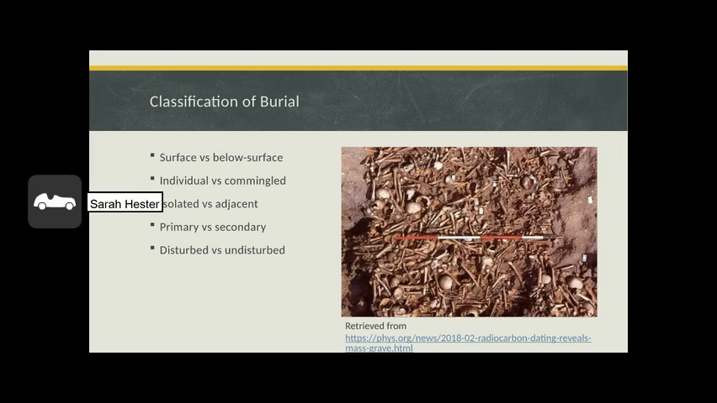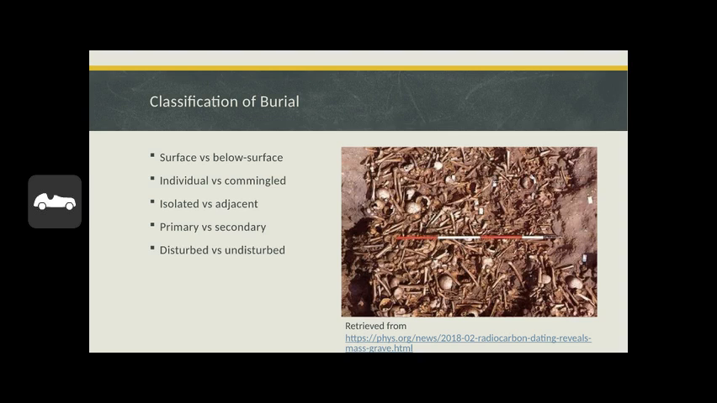Continuing on, the gravesite must be classified based on 5 different categories, the first being surface versus below surface. This classification states if the remains were found above ground or if they have been buried. The second step is to determine whether the remains are individual, meaning that each body is separated from the other, or if they are commingled or integrated with each other. Commingled mass graves prove to be the most challenging to identify victims, since portions of skeletal remains can easily be mixed up with another individual.